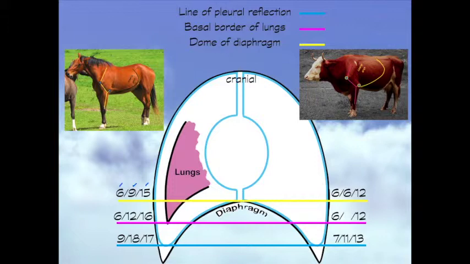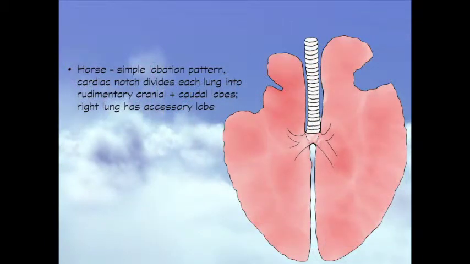Okay. Likewise in the bovine, we go 6, 6, and 12 for the dome of the diaphragm. We just do a gentle slope from 6 to 12 for the basal border of the lung. And then our line of pleural reflection is low in the 7th, middle of the 11th, and high in the 13th. Okay? Now if we look at the equine lung, we see that it has a very simple lobation pattern. Basically the cardiac notches divide each lung into the cranial and the caudal lobe.